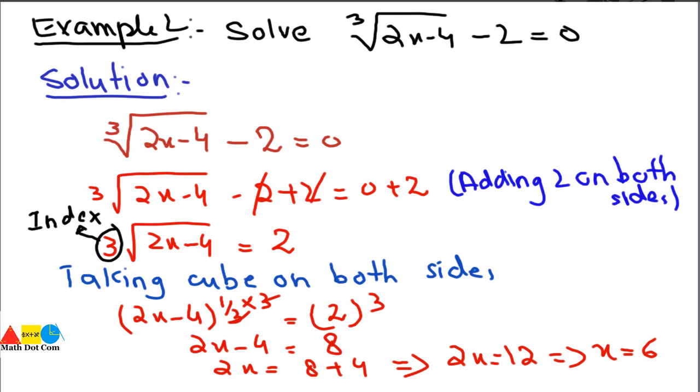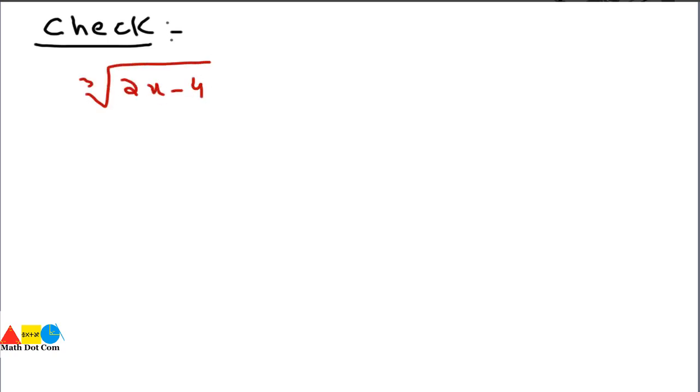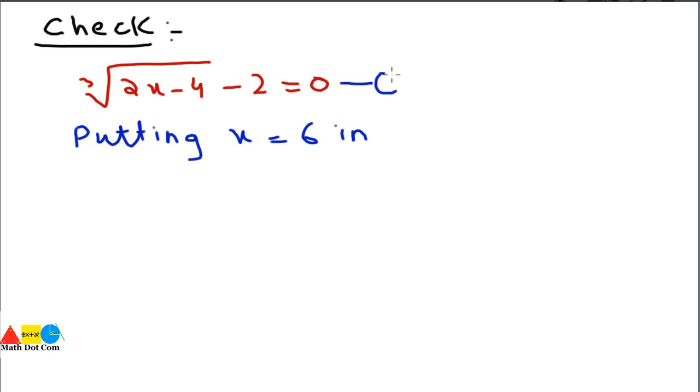Okay, so this is the solution of the given equation. Now we have to check whether this solution is right or not. Let's check it out by putting the value back in the given question. The question was the cube root of 2x minus 4, minus 2 equals 0. Okay, so what do you have to do? Putting x equals 6 in the above equation, that is equation 1.